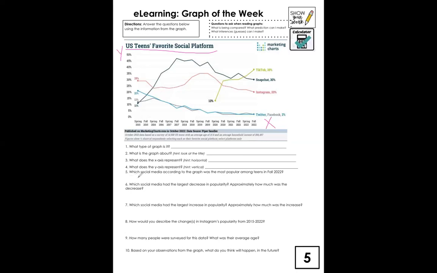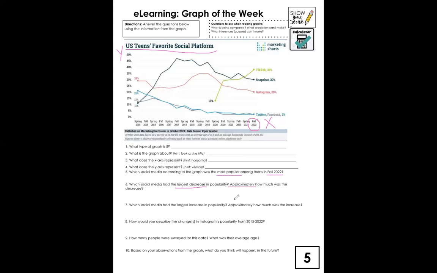Question number 5 is asking us which social media, according to the graph, was the most popular among teens in fall 2022. So let's find fall 2022. And if we want most popular, then we want the greatest number of teens said it was their favorite. Which social media is that? Question number 6 is asking us which social media had the largest decrease in popularity. Largest decrease. Decrease meaning going down.